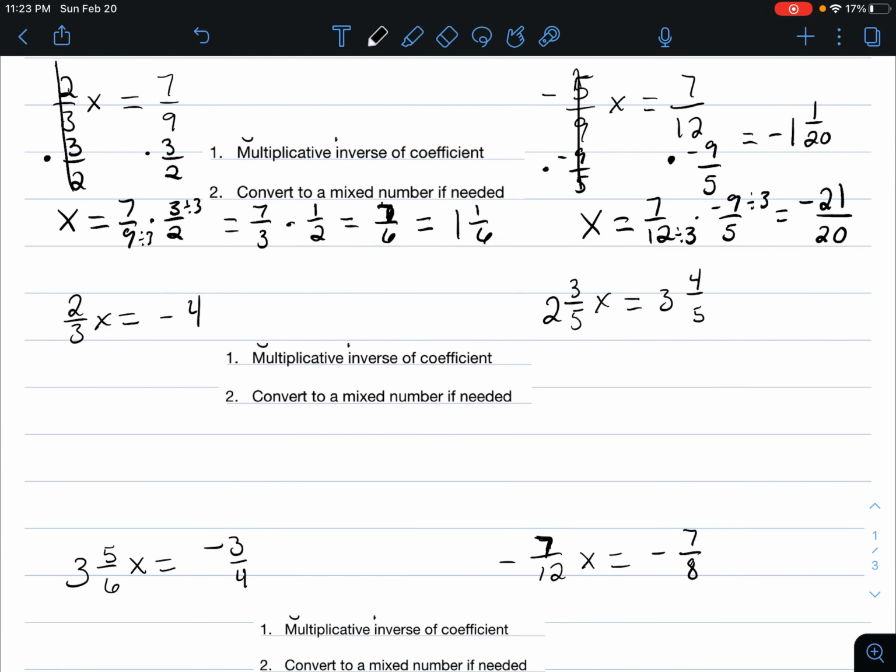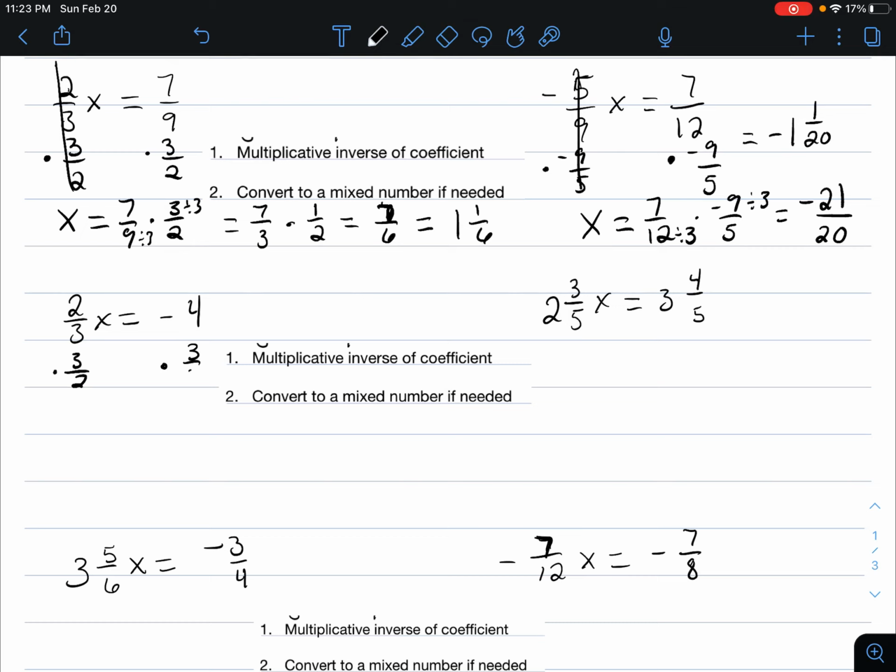Okay, this next one, you'll notice there's a whole number on the other side. But remember, a whole number is a fraction that you just put over 1, so it would be negative 4 over 1. Okay, so once again, multiplicative inverse. So 3/2.